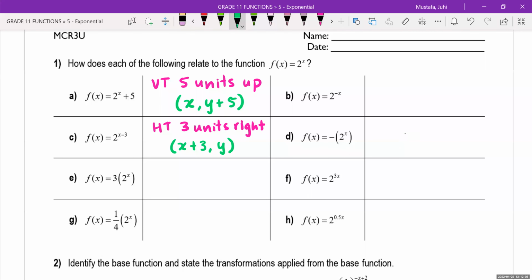Okay, question E, what do you think that will be? 3 times 2 to the power of x? A vertical stretch by a factor of 3. Good. So vertical stretch by a factor of 3. And if it's the vertical stretch, does it affect your x value or your y value? Good. So it's just going to be x, comma, 3 times y.